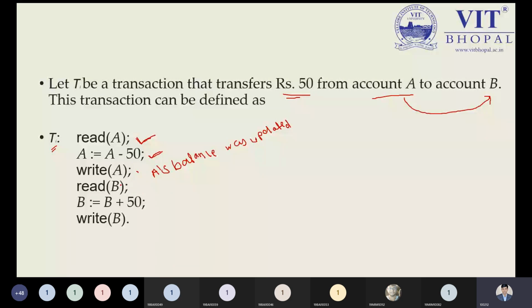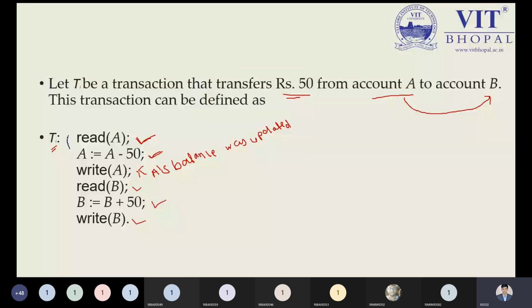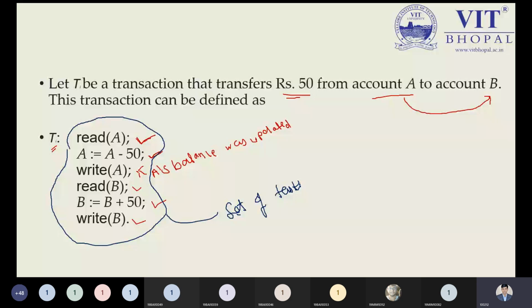Now A's balance was updated over here. Let me draw the arrow. Now read B. Now B's balance will be updated here. So this is what you can see. This is known as a set of tasks. This set of tasks will be executed by a transaction. One transaction.